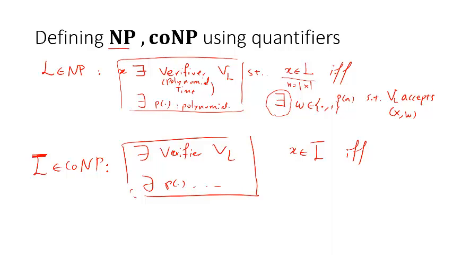Then I would just have to go over the logical statement here. When do I put x in L? I put it whenever there exists a witness. Now the negation of that statement, pure negation in the logical sense, is that for every w of this length, the verifier rejects.